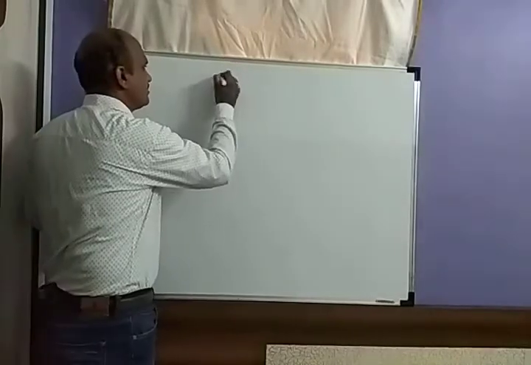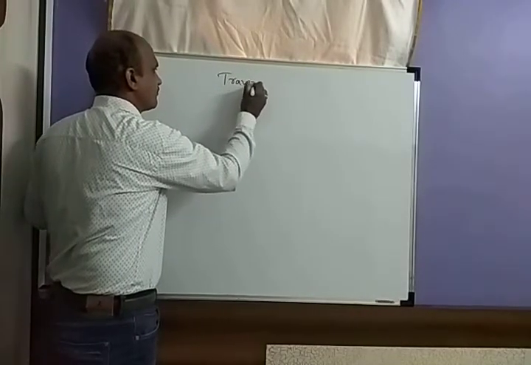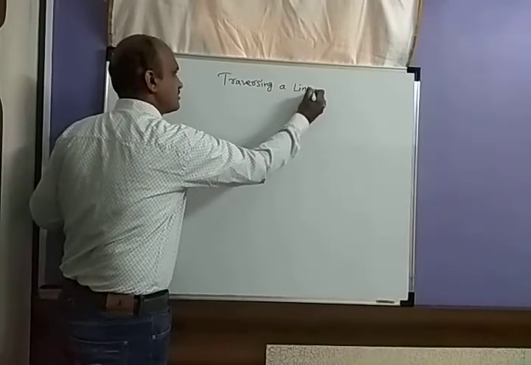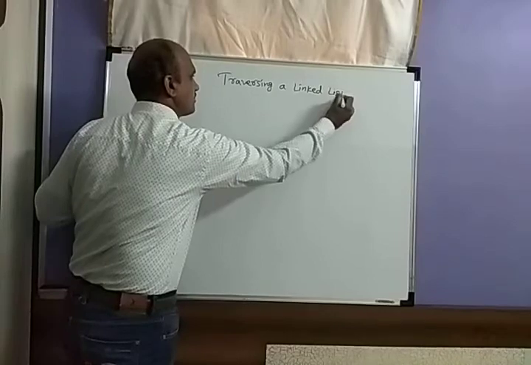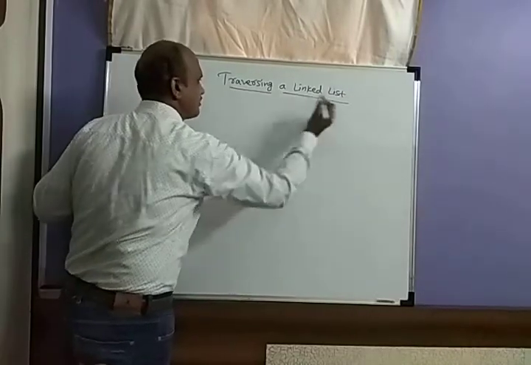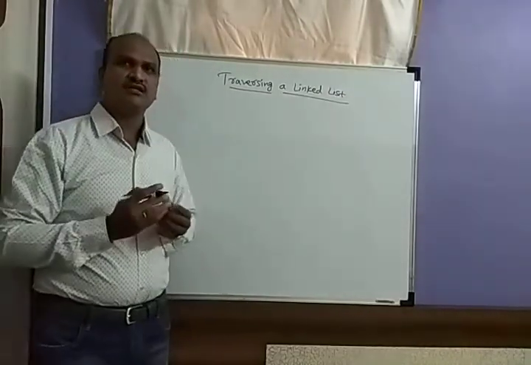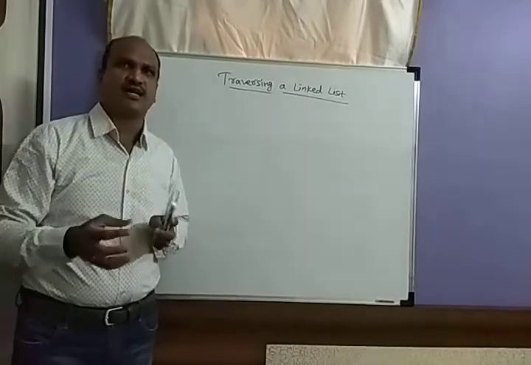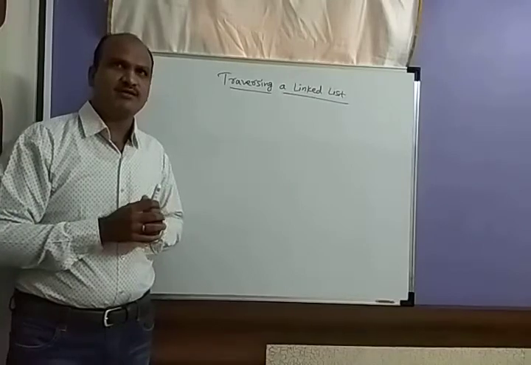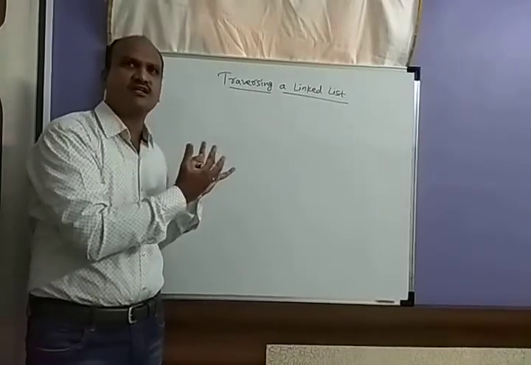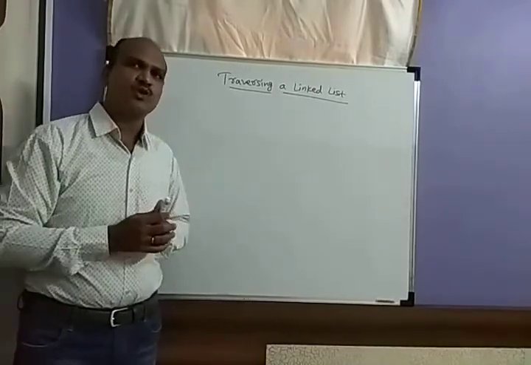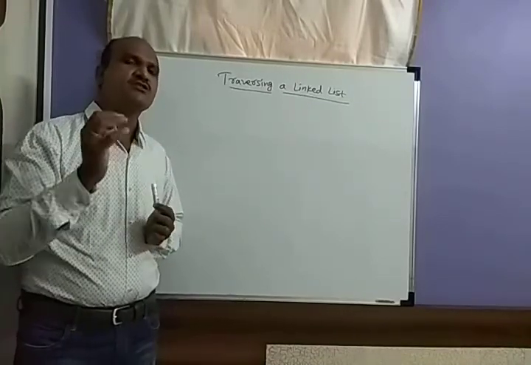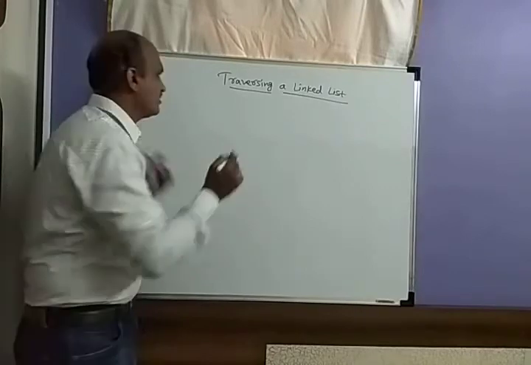Traversing a linked list. This is the second operation on linked lists. As we discussed earlier, traversing means accessing each element. Here it is a linked list, so you are creating nodes, and each element has to be accessed at least once. So what is the definition?